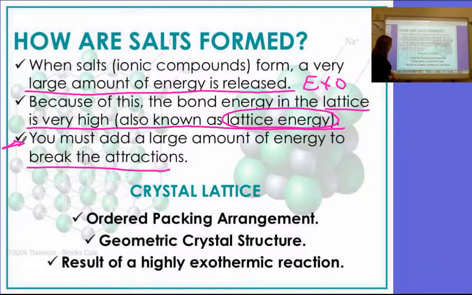Now, what is this crystal lattice? There's some kind of ordered arrangement, positive, negative, in this case of sodium and chlorine. There's always a geometric structure. It always forms a nice, evenly shaped geometric structure, and it's a result of a highly exothermic reaction, so it's very, very stable.